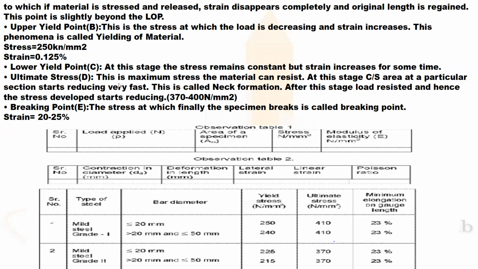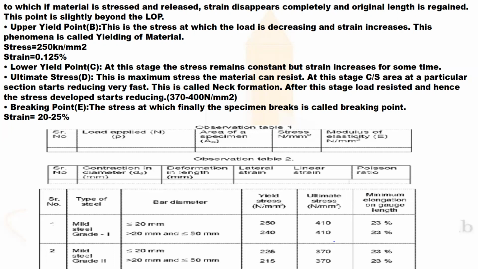Ultimate stress. This is the maximum stress the material can resist, because we always base all our design calculations on the UTS, the ultimate stress. At this stage, the cross section of the area at a particular section starts reducing very fast. This is called neck formation.